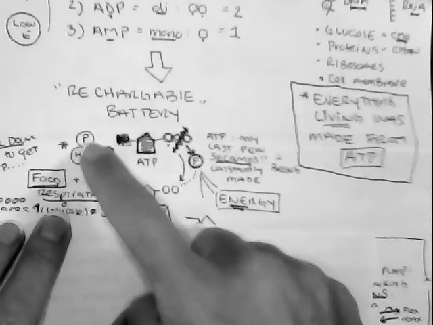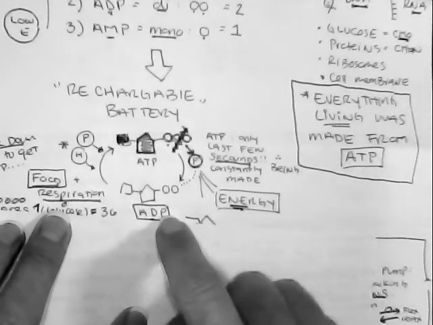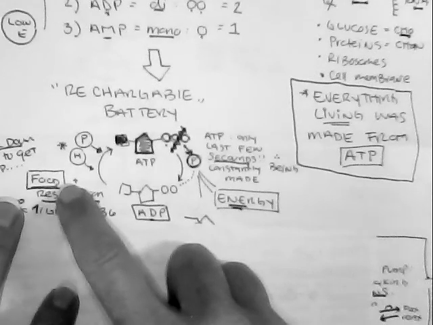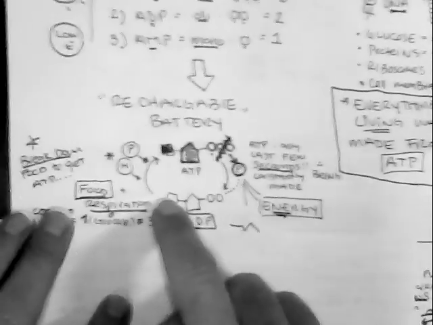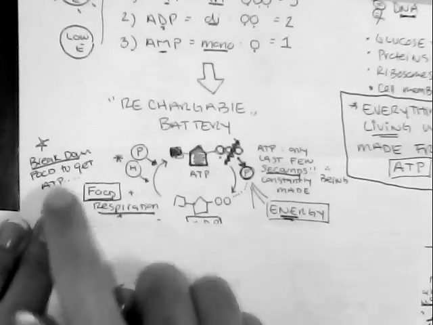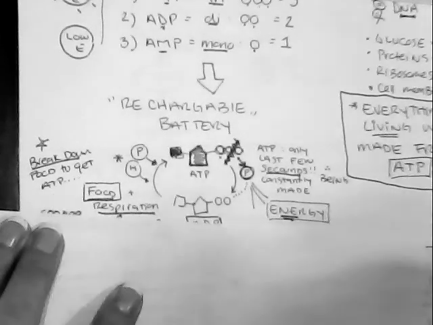In order to put the phosphate back on to this ADP to remake our fully charged battery here, we're going to need some type of food or respiration. Now keep in mind, it's not the food that carries the ATP, it's the breaking down of the food that is how we get the ATP.